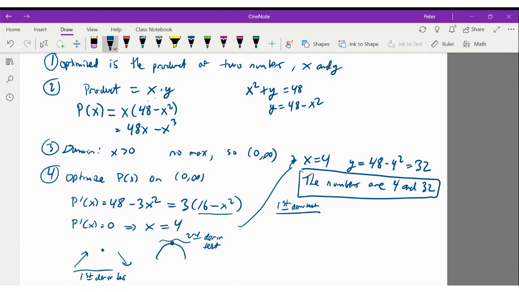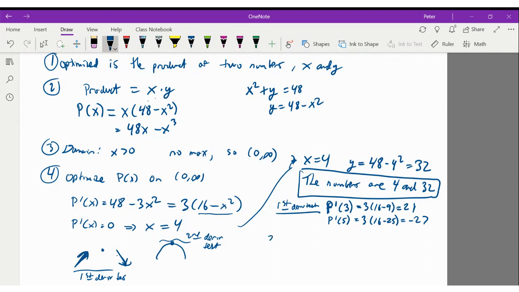All we have to do is pick numbers to either side of x equals 4. So let's say p prime of 3. Since p prime is 3 times 16 minus x squared, that's going to be 3 times 16 minus 9, which is 21. And p prime of 5 is going to equal 3 times 16 minus 25, which is negative 27. So we do in fact have increasing to the left and decreasing to the right.